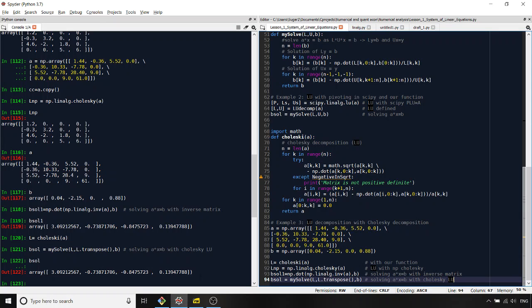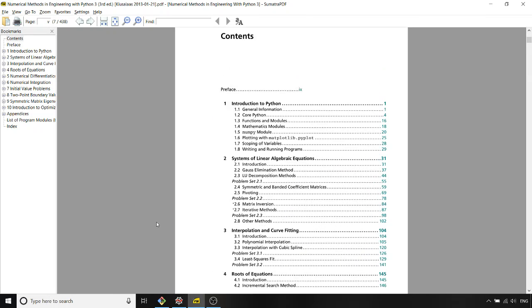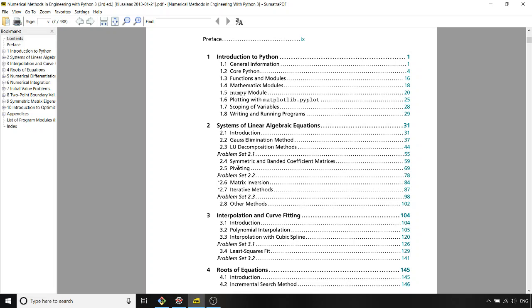So that was it, and that's how we solve linear equations, and we will continue in the next lesson with other iterative methods, and other methods of solving linear algebraic systems. So thank you very much for your attention.